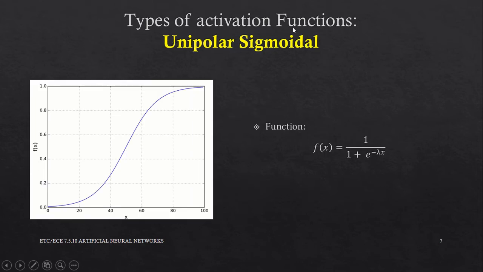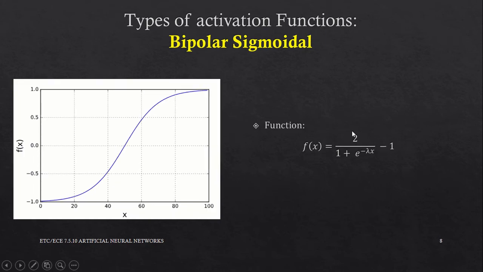Next is the unipolar sigmoidal function. It is given as f of x equal to 1 upon 1 plus e raised to minus lambda x. Here lambda is a constant whose value we can choose. It decides the slope of the function. This is what it looks like. Next is the bipolar sigmoidal function. It is given as f of x equal to 2 upon 1 plus e raised to minus lambda x, minus 1. The value of lambda decides the slope just like the previous activation function. This is what it looks like.